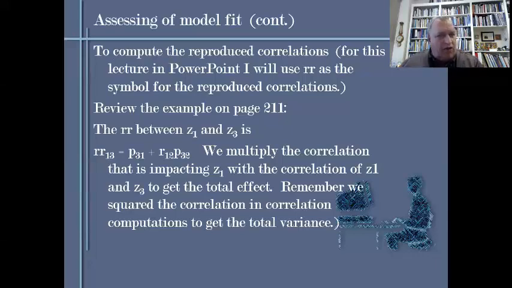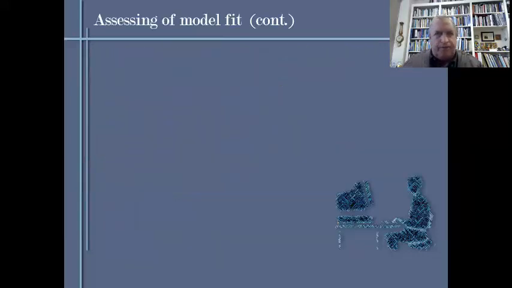And remember, that's sort of like what we did when we squared the correlation in correlation contributions to get the total variance. And instead of squaring the correlation, we're multiplying the correlation between the two variables and the correlation between the exogenous variable on the endogenous variable to get us a total impact at that point.